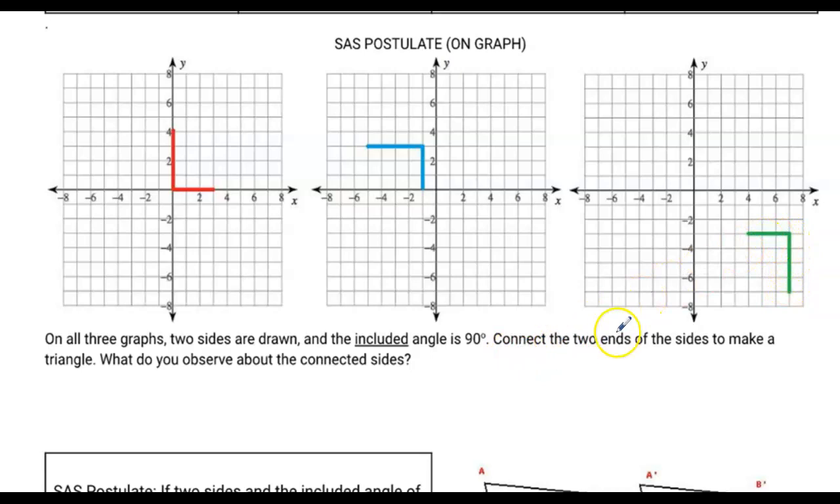Great. If we connect the two ends of the sides to make a triangle, what do you think we'd observe about the connected sides? Try to think this out, pause the video and think about this for a moment, and then come back to see what we come up with.